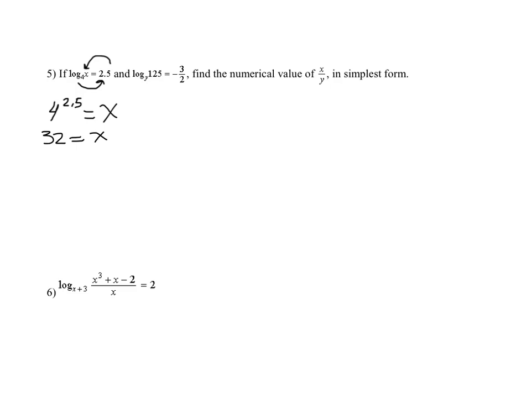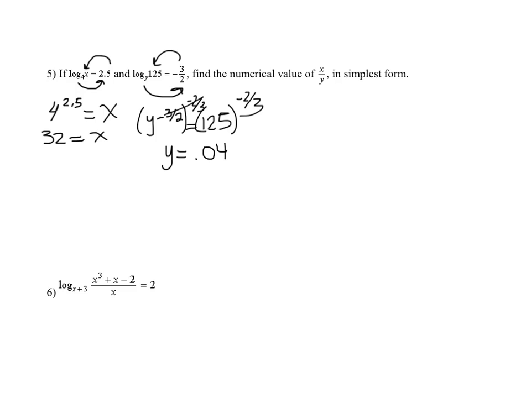All right, now let's try to find y. Y to the negative 3/2 equals 125. How do I solve this type of equation? How do I get rid of this negative 3/2? Well, you should be telling me raise both sides to the reciprocal, negative 2/3. Y equals, put this right-hand side into the calculator just the way you see it. You should be getting 0.04. Or you could change it to a fraction if you'd like, and that would be 1 over 25.